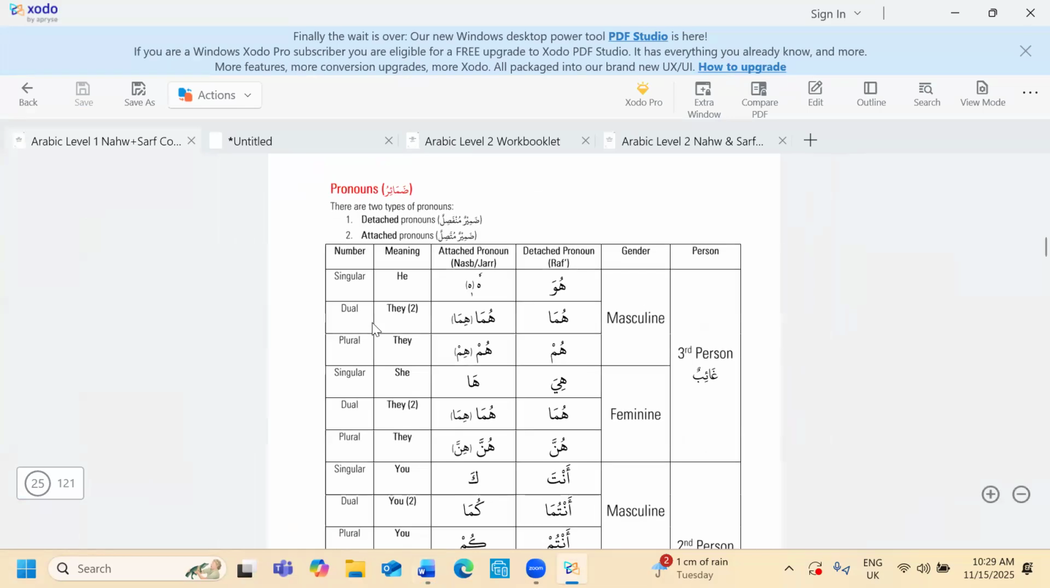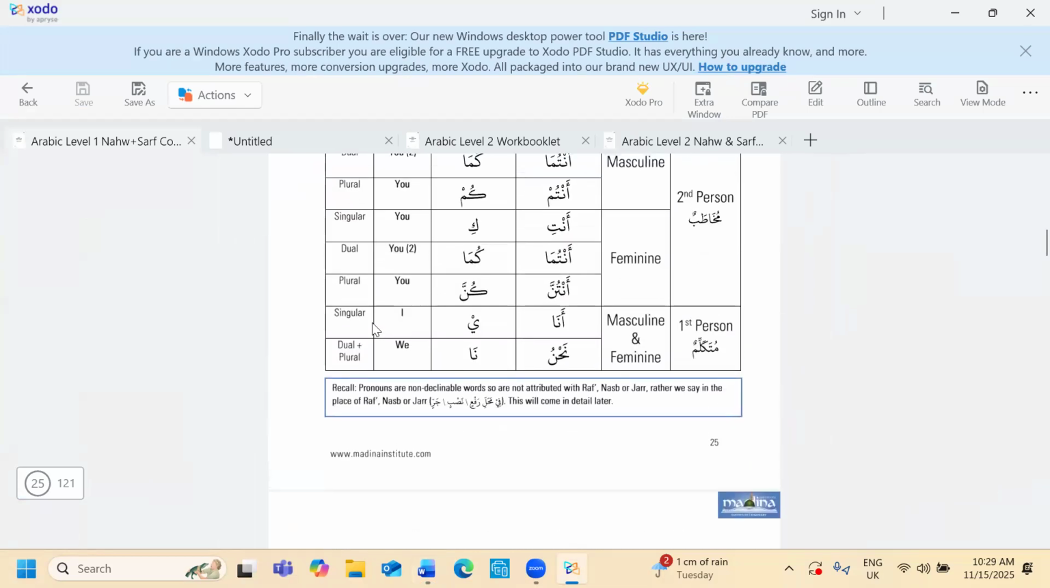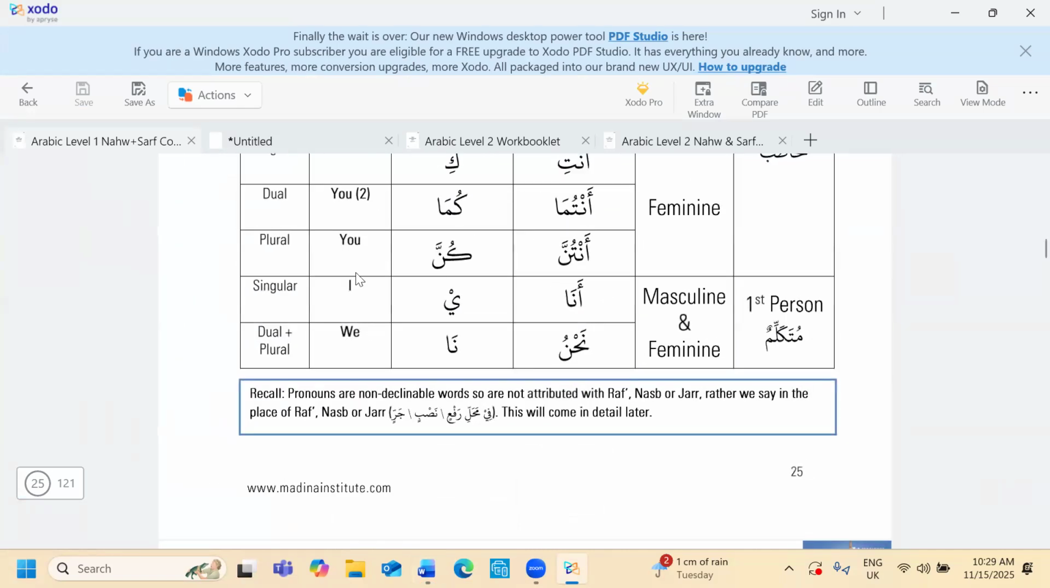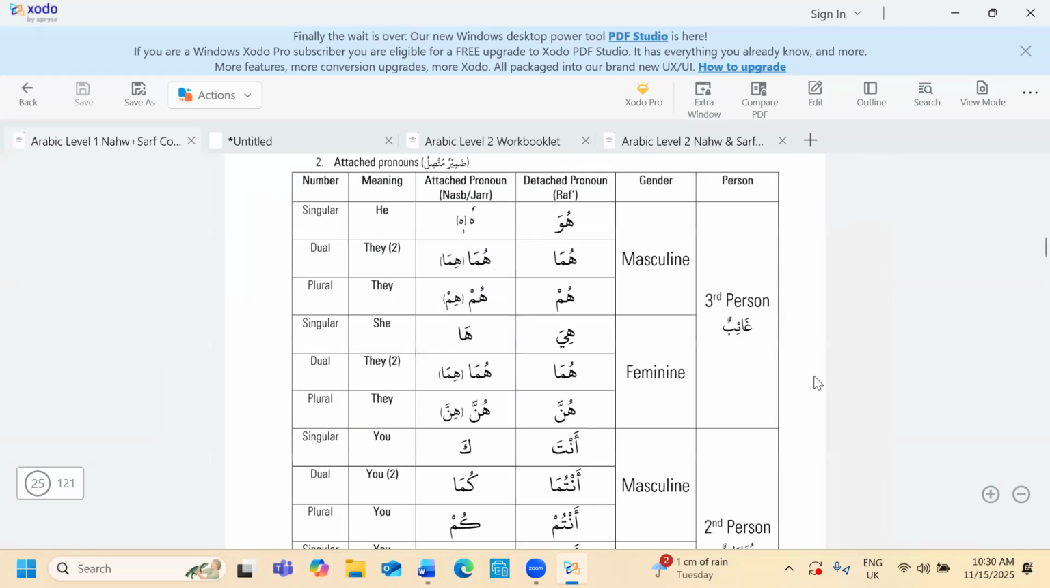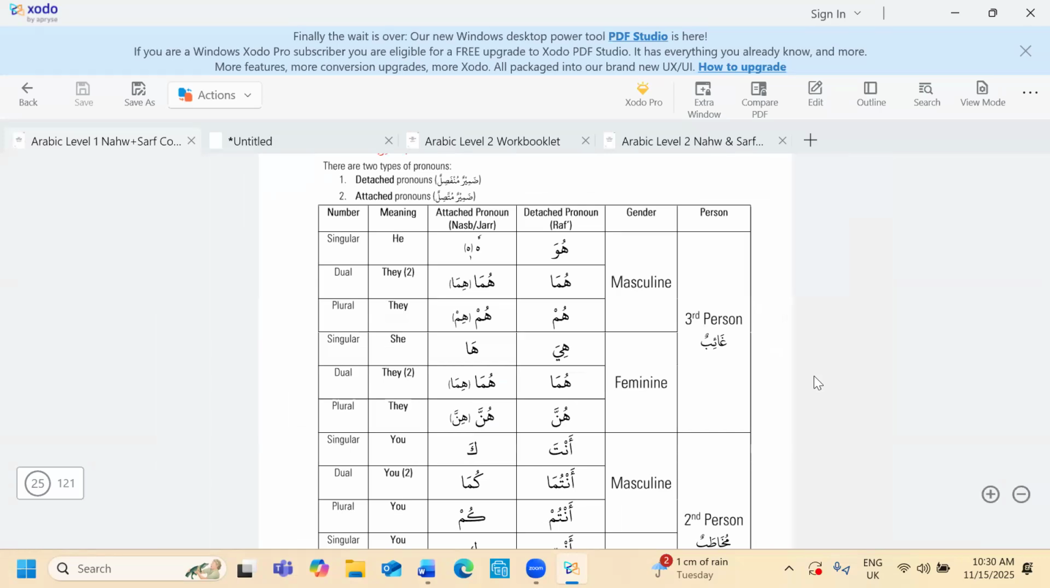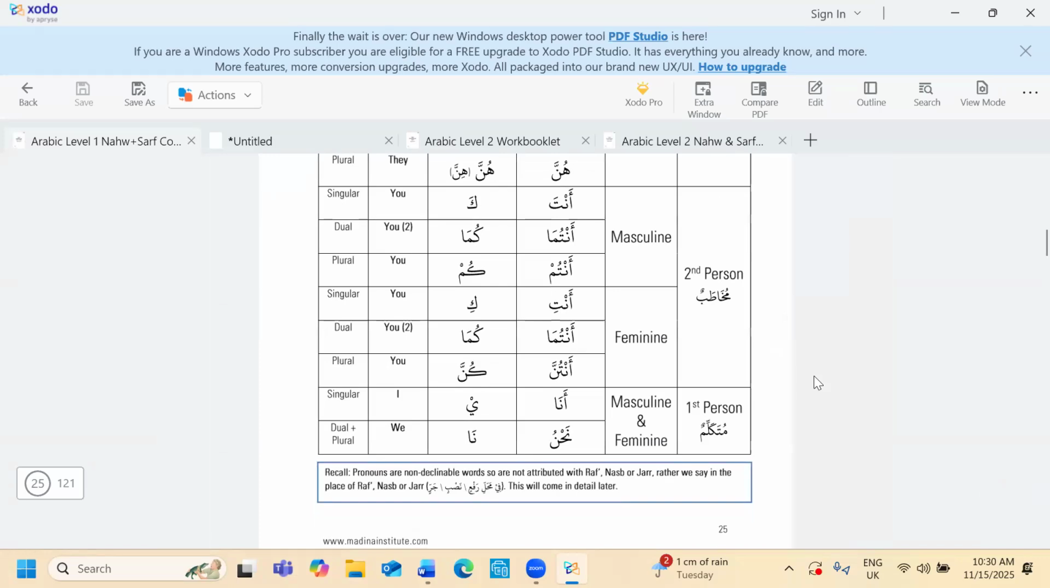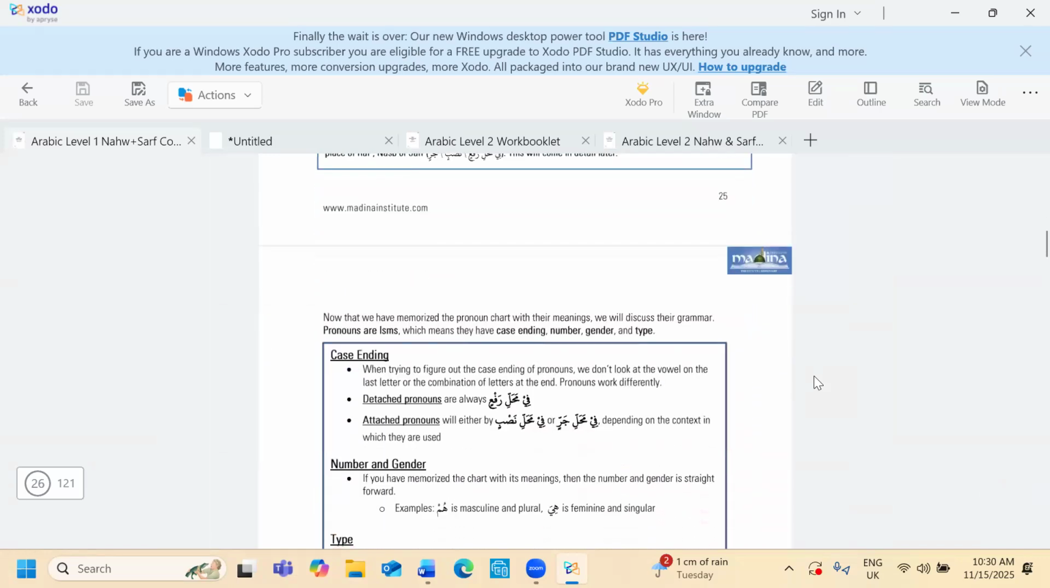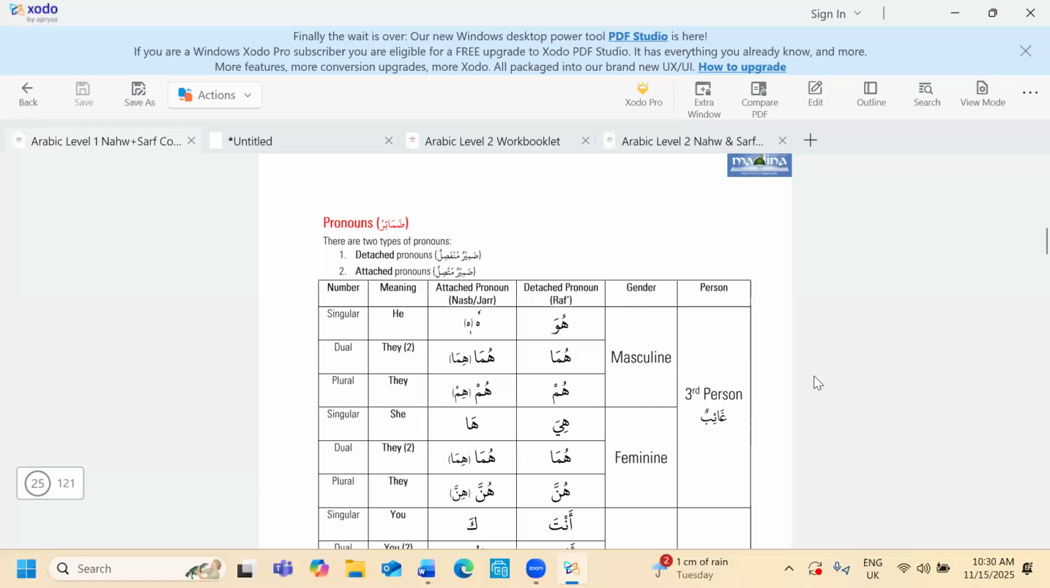Okay. Let me see if I'm missing anything. So in this box here, it's given you a slightly different way of looking at it, because pronouns are mabni, so you describe them differently. But I don't want to go into that for now. This is more advanced. I just want you to acknowledge that detached pronouns are all rafa, and attached pronouns are either going to be nasb or jar. Keep it as simple as that. Right. One more thing.